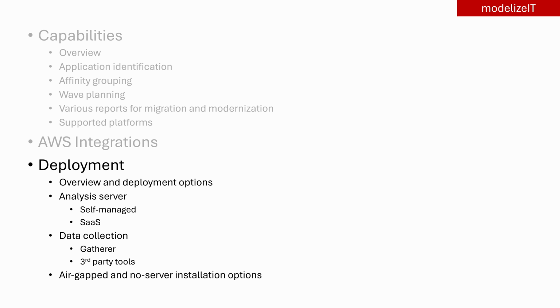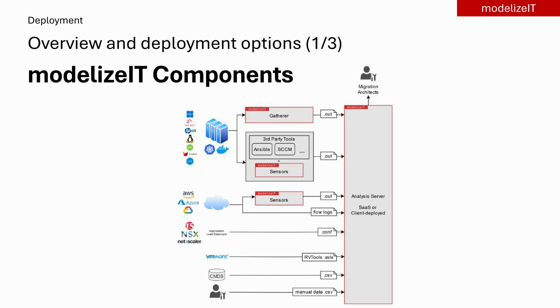Finally, let's discuss deployment. We'll go over how to facilitate both the data collection and data analysis. This diagram shows the overall deployment architecture of the platform. On the left is data collection, and on the right is analysis, and that separation is intentionally there. It's there for privacy, security, and deployment flexibility. Once data is collected, it can be sent either to a modelizeIT managed SaaS analysis server or to a Linux-based analysis server deployed inside the client's own environment. The SaaS option reduces administration, while the on-prem option keeps all collected data under the client's control.